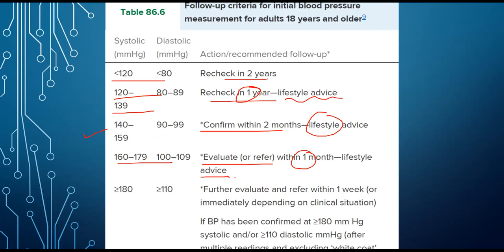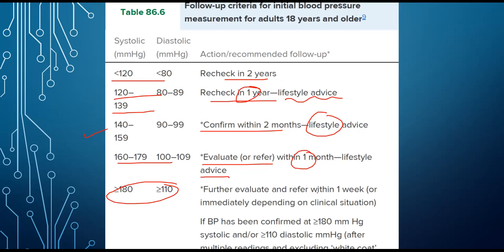If after a month of lifestyle advice the patient's blood pressure is still high, you can start medication. So you can see that if you get hypertension, don't immediately start blood pressure medication. Give the patient some time to do some lifestyle modification. If after a month blood pressure is still high, then you can add a blood pressure medication. But the only time when you can start medication immediately is grade 3.